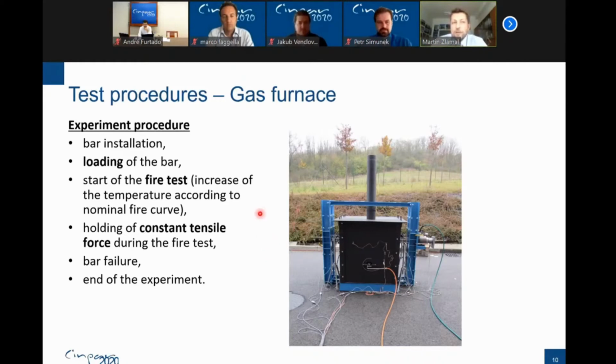So we are able to increase the temperature according to the nominal fire curve, according to standards. And also we are able to hold the constant tensile force during the whole fire test. And again, after the bar failure, we finish the experiment. In these cases, we use namely the lower stress levels.